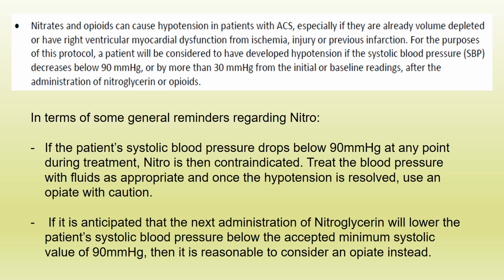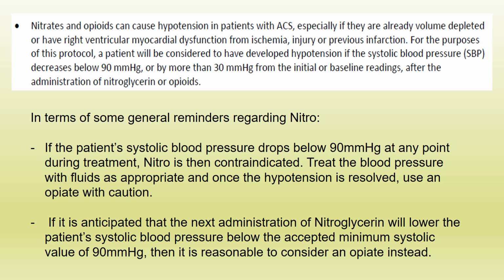interpret this. Basically what this says is if the systolic blood pressure decreases below 90 millimeters of mercury or by more than 30 millimeters of mercury from the initial or baseline readings after giving nitro or opioids, that you are then to stop all treatments. So we want to just change that and adjust.